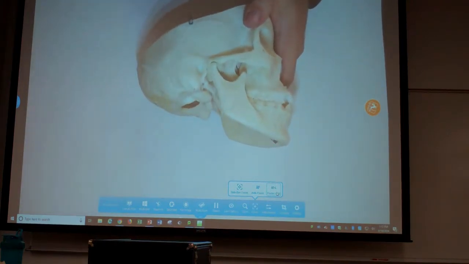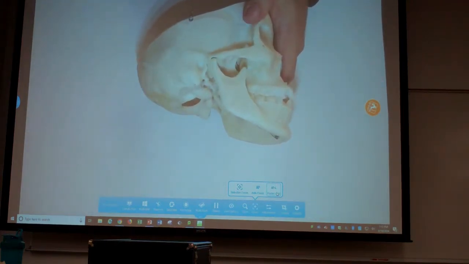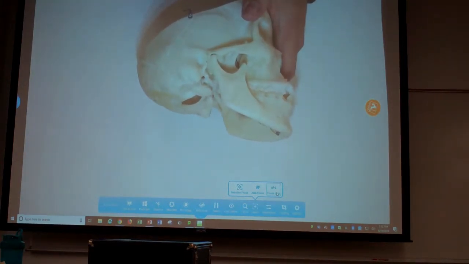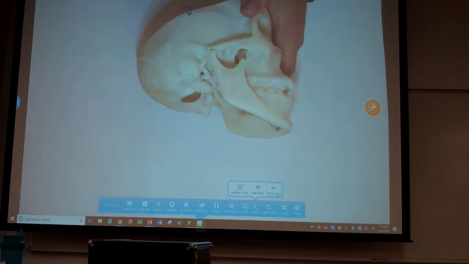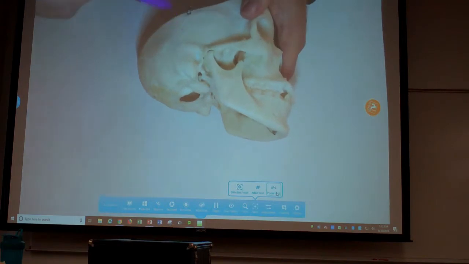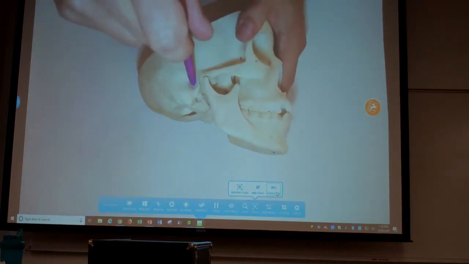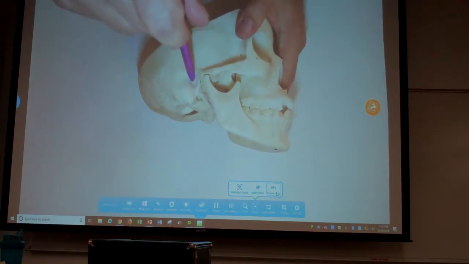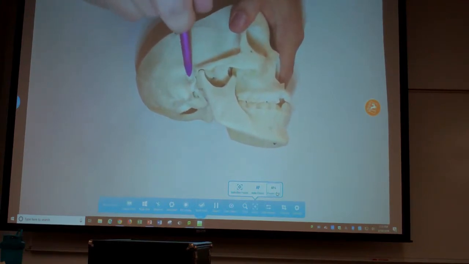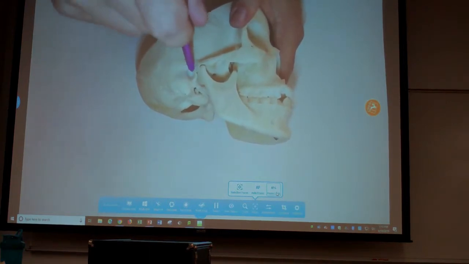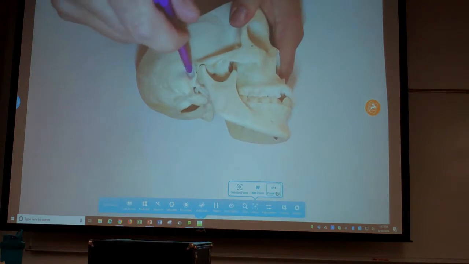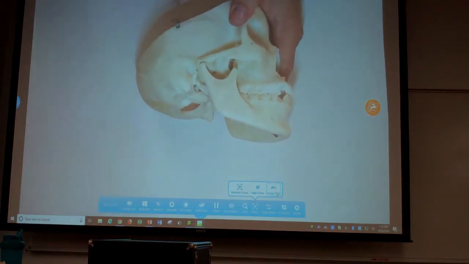External acoustic meatus. External, meaning on the outside. Acoustic, meaning hearing. Meatus, thinking back to last week, means the entrance to a tunnel. So external ear tunnel. Talking right here, that's the entrance inside of your ear. External acoustic meatus. And again, since this is a plastic bone, it doesn't go all the way through, but in a normal skull, that tunnel will keep on going.